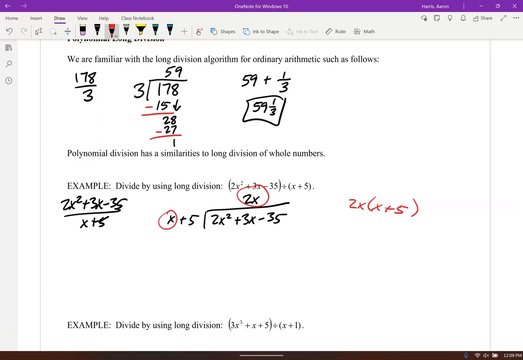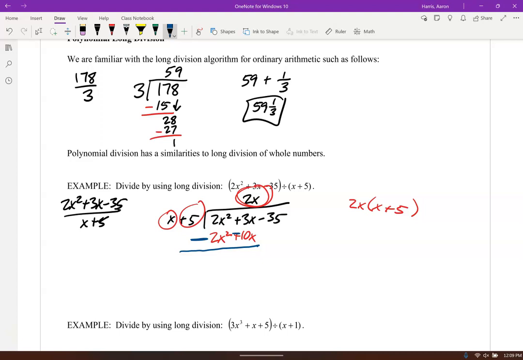So 2x times x gives me 2x squared. 2x times positive 5 gives me 10x. And then, what are we going to do? We're going to subtract it. And we're going to subtract the whole thing. Well, since we're subtracting the whole binomial, both terms will change. And so I'm just going to put a negative here, and I'm going to change that to a negative there.